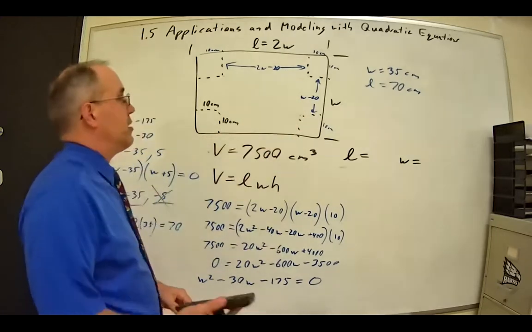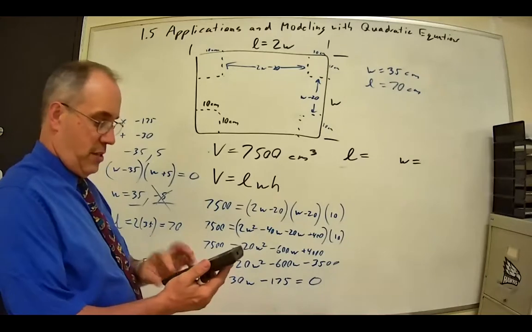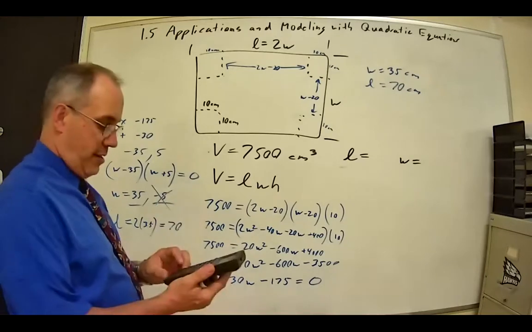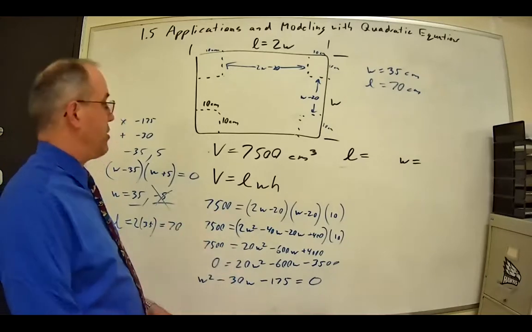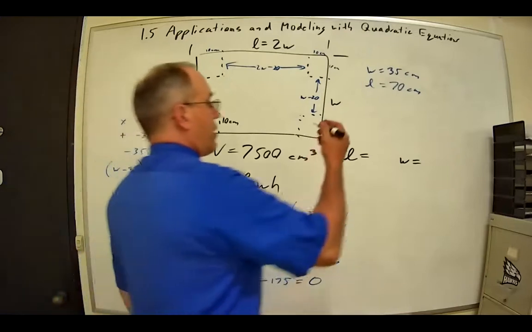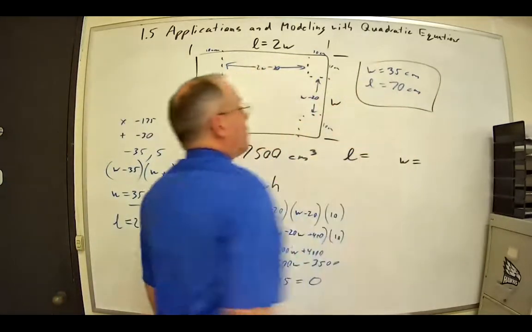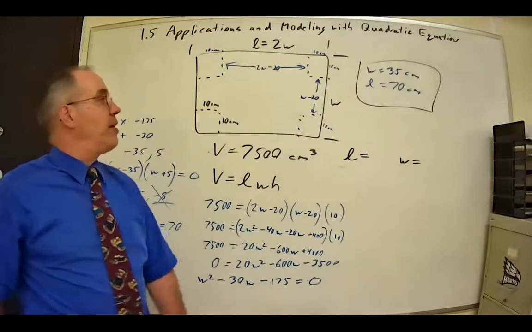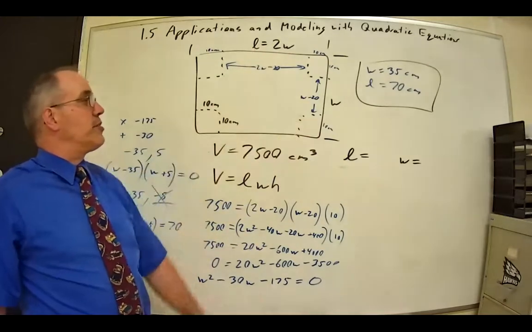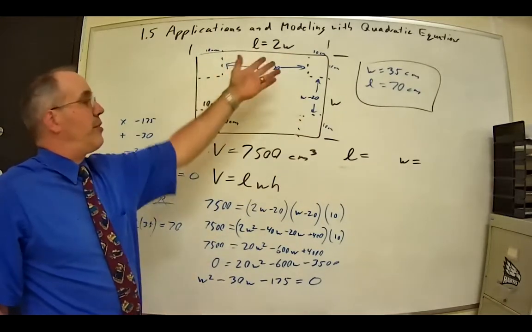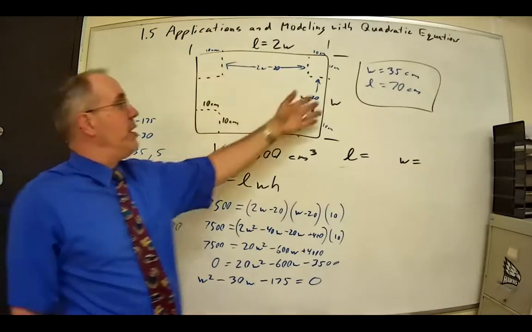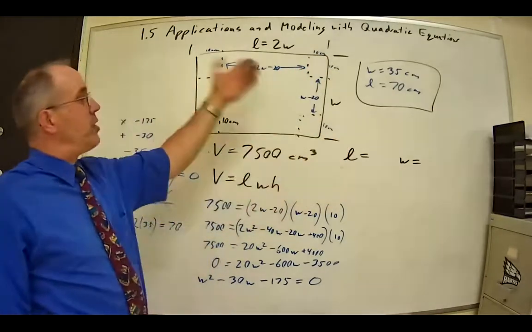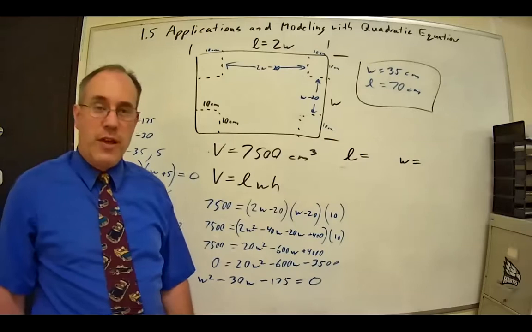35 minus 20 is 15. 15 times 10 times that gives us 7,500. So the original width of the piece of cardboard is 35 centimeters, and the original length is 70 centimeters.